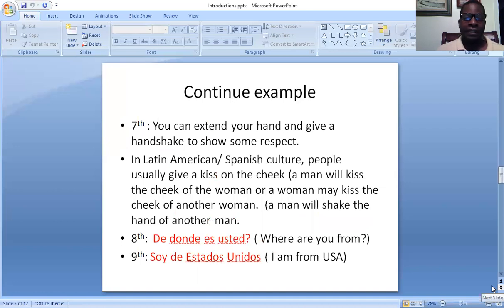Continue example 7. You can extend your hand and give a handshake to show some respect. In Latin American and Spanish culture, people usually give a kiss on the cheek. A man will kiss the cheek of a woman, a woman will kiss the cheek of another woman, or a man will shake the hand of another man to extend some type of respect or to greet a person.